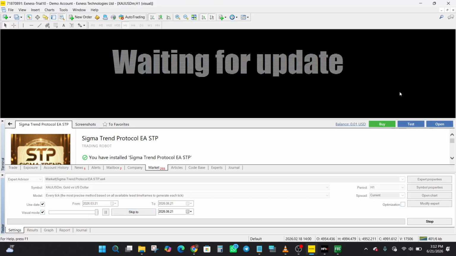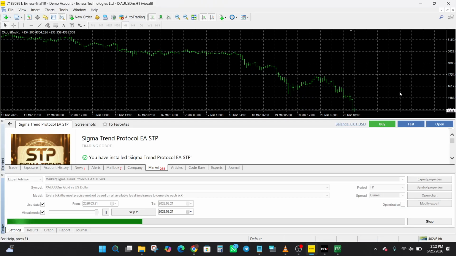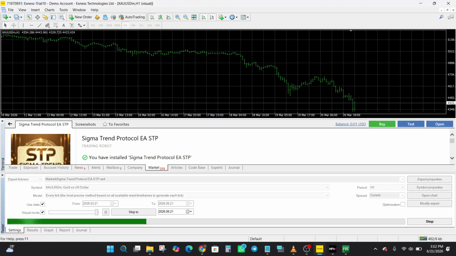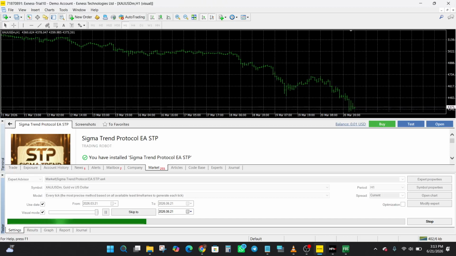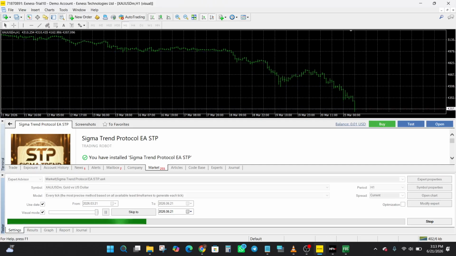As I review the backtest reports and the chart history, it is important to evaluate the results within the context of the information provided by the developer. Since the EA is built around selective entries and multiple confirmation layers, the historical activity appears intended to focus on quality setups rather than constant market exposure.